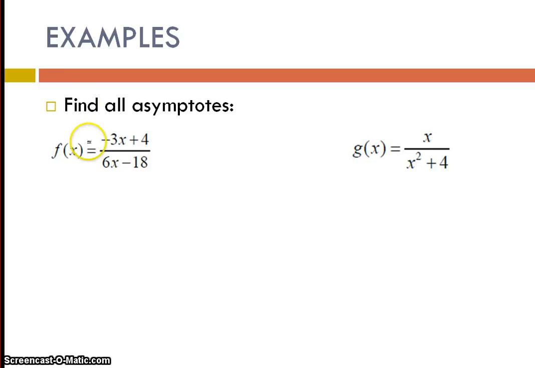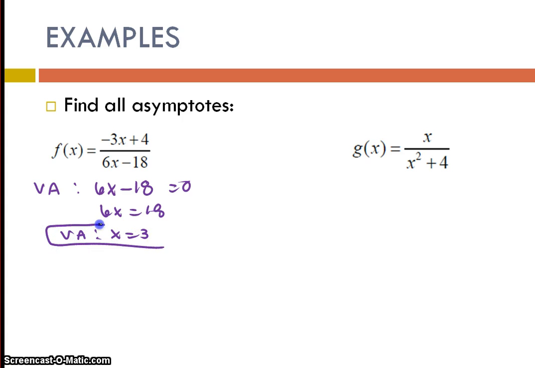Okay, so we are going to do this example here, and we are going to find all of the asymptotes. For f of x, to find the vertical asymptotes, you set the denominator equal to 0. You take that, set it equal to 0, and you just solve. Okay, so we have x equals 3 is the vertical asymptote.